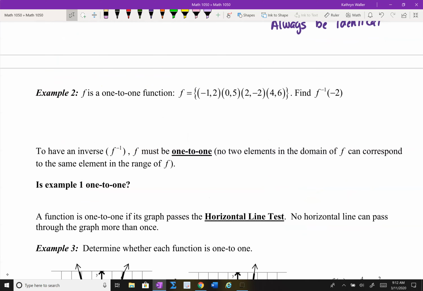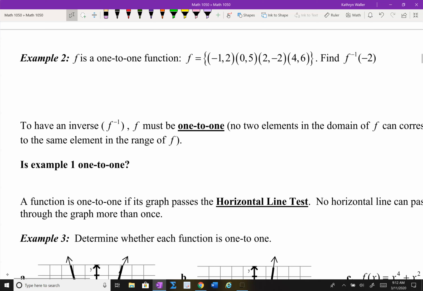Okay, example 2. If f is a 1-to-1 function, there it is. Find f inverse of negative 2. 1-to-1, just so you guys know, just highlight this 1-to-1 right there and just draw an arrow to it. 1-to-1 means no y values repeat.